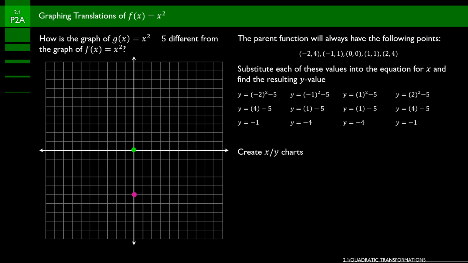So when we plug negative 2 in for x, we get y equals negative 1. When we plug in negative 1, we get y equals negative 4. For x equals 1, we get y equals negative 4. And for x equals 2, we get y equals negative 1. We then go ahead and create our xy chart.